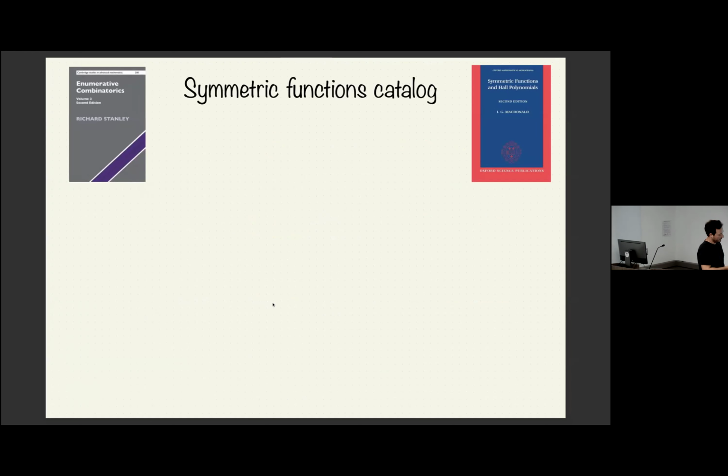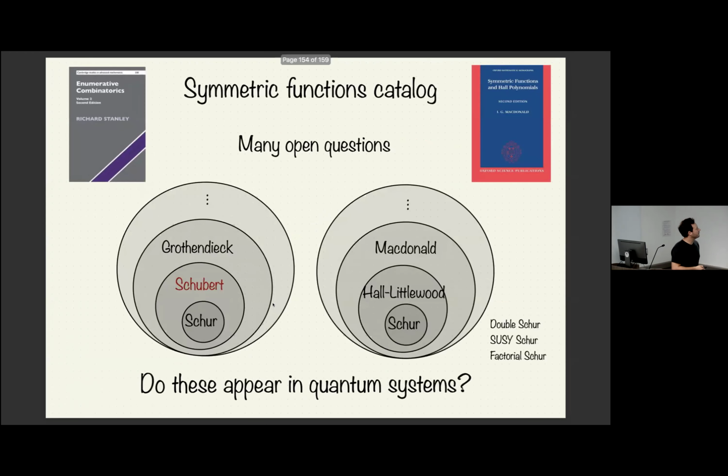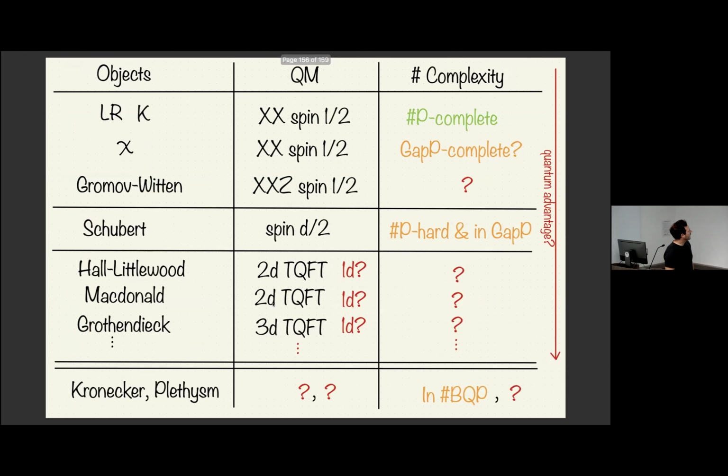Okay, so now this is more open for discussion, but I want to suggest that if you look at, well, we had the book by Richard Stanley, which got my attention. If you open the canonical references on symmetric functions, you'll see that Schur functions are the most basic functions. You can define different generalizations called Schubert, Grothendieck, and so on, power generalizations, Hall-Littlewood, Macdonald, double Schur, supersymmetric Schur, etc. So many different functions you can define. And you may wonder if these actually appear in quantum systems. The Schur functions appear in the XX spin chain, and it turns out that actually they do.